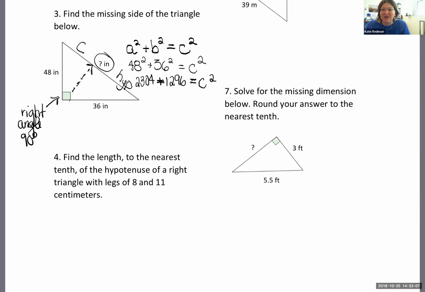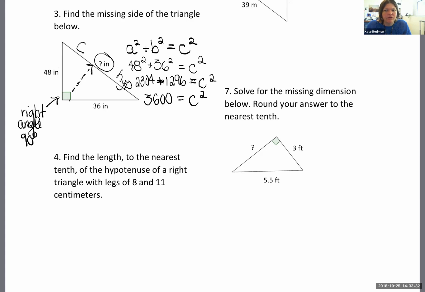Those are just two numbers. I know how to add. I'm going to go ahead and do that math. I'm going to add 2,304 with 1,296. And I get 3,600. Okay, now on the right-hand side, once again, I don't know what c squared is. I can't simplify it. I just drop it, equals c squared.